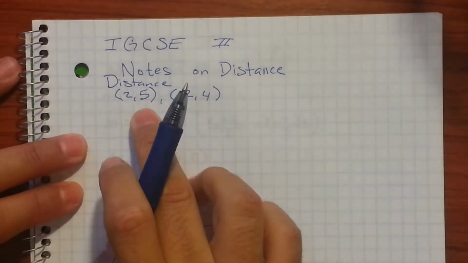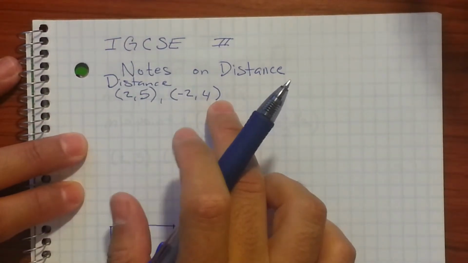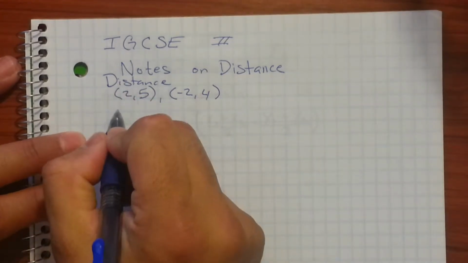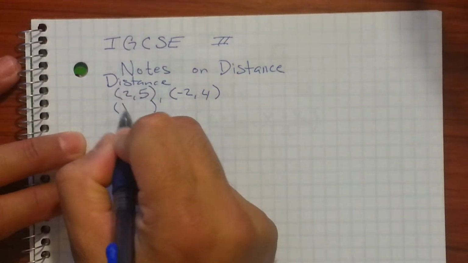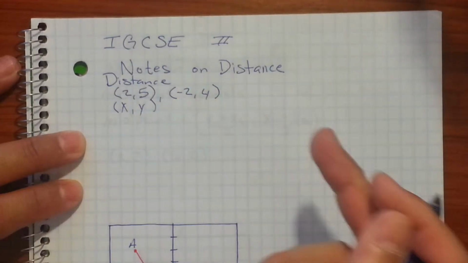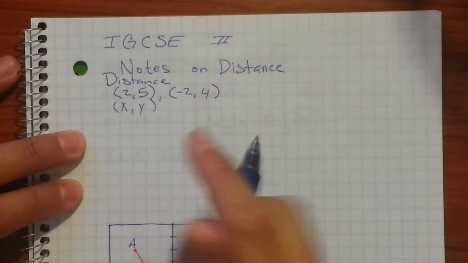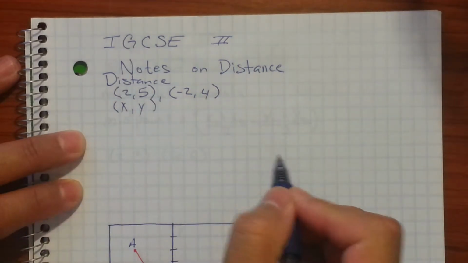Alright, so to find the distance between this point and this point, I need to know that the points are x and y. So my coordinates are always going to be x, comma, y. Alphabetic order if you forget. So I need to use that, but I need to use a number line also.